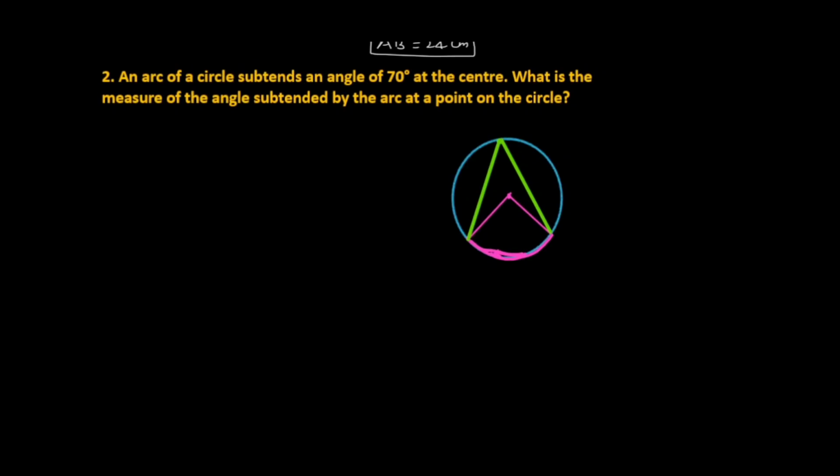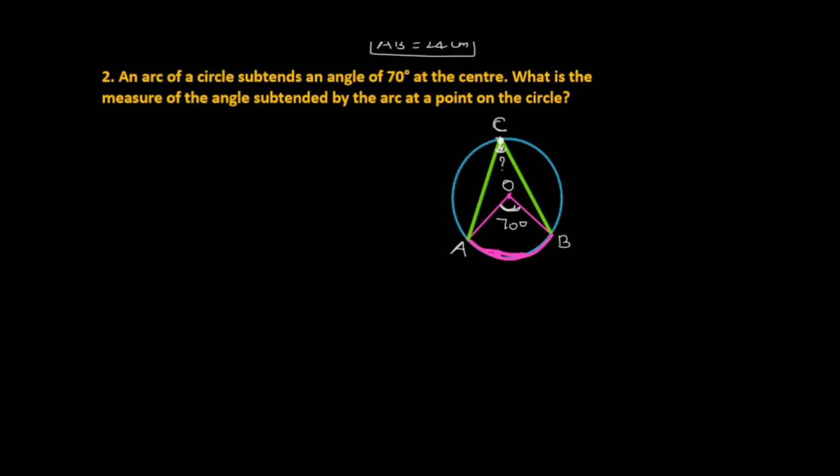Next question, an arc of a circle subtends an angle 70 degree at the center. Let's take the arc, this one, AB is the arc. That arc subtends 70 degree at the center of the circle. This is 70 degree. Then what is the measure of the angle subtended by the arc at a point on the circle? Let's take a point C on the circle.